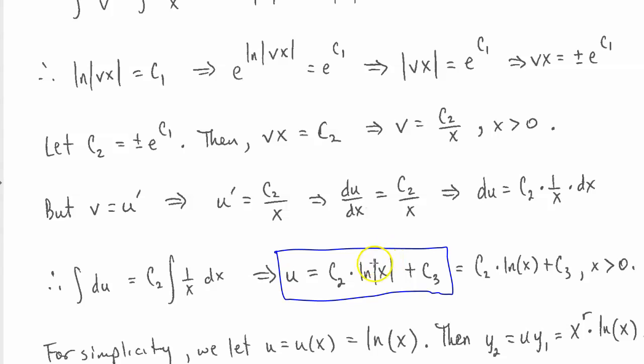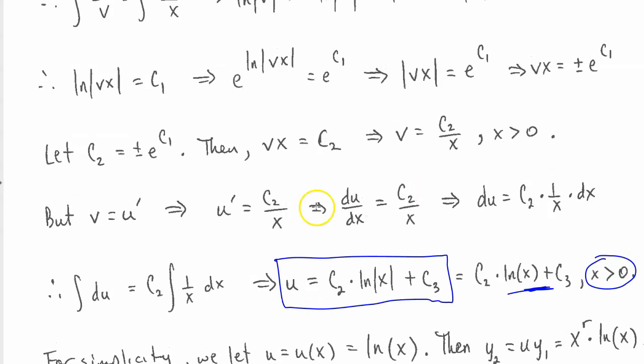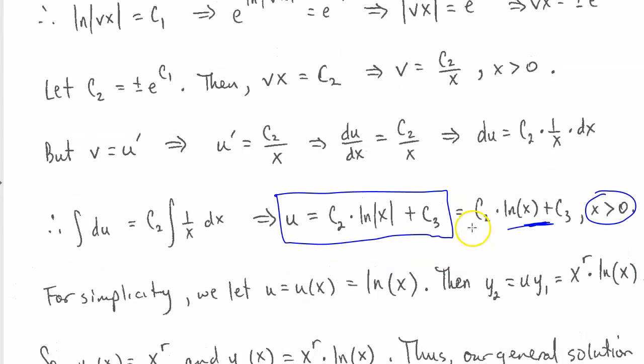And those absolute value signs I can drop here because we're going to assume that x is going to be greater than 0. Now, in general, we would leave it in this form with the absolute values, but in actual applications, a lot of times, not always, we're only looking at independent values that are greater than 0. So it's customary to go ahead and drop the absolute value there.